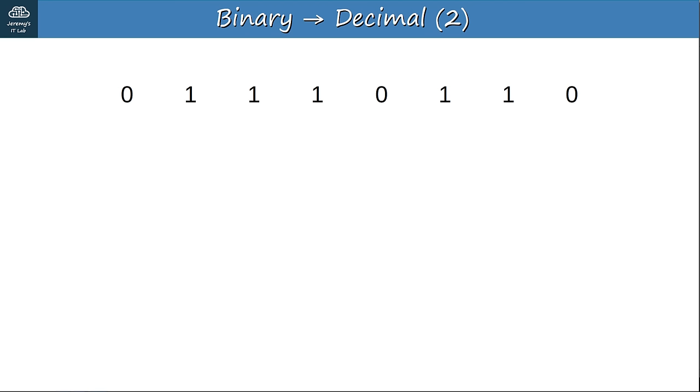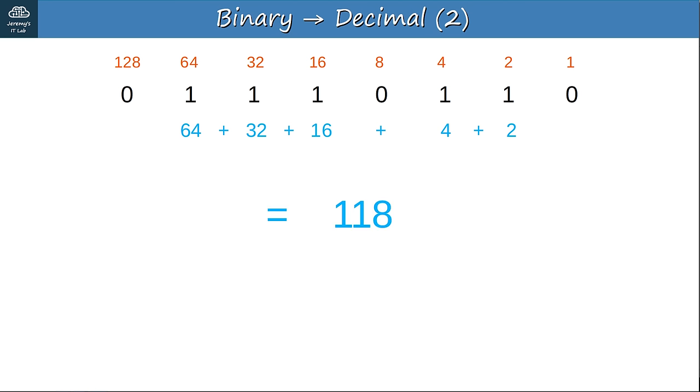Now we have binary 01110110. Once again, write the value of each binary digit over the octet. So we have 1 unit of 64, 1 unit of 32, 1 unit of 16, 1 unit of 4, and 1 unit of 2. Add each of those numbers together, and you get the answer, which is 118. So binary 01110110 is equal to decimal 118.